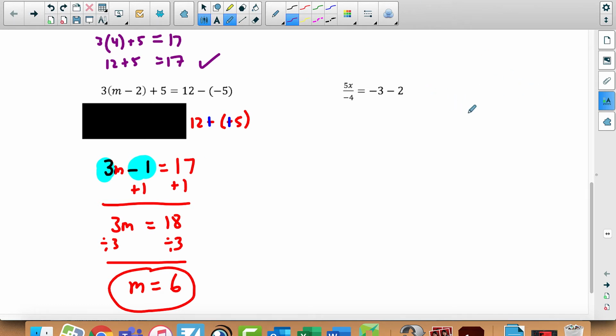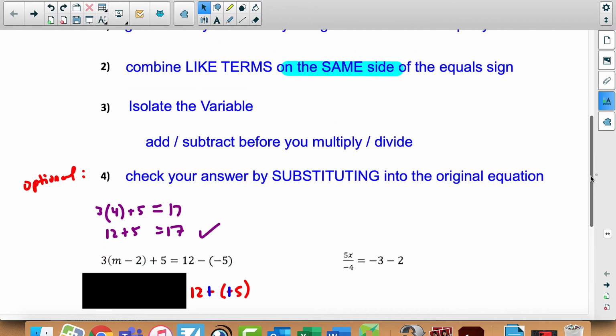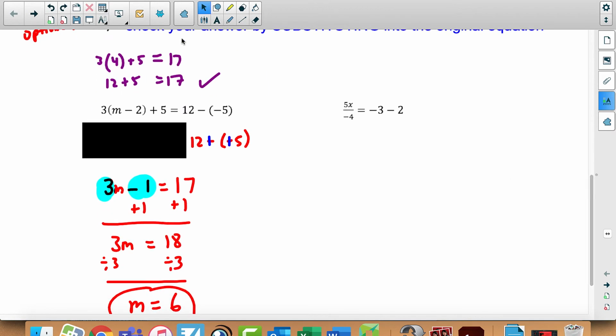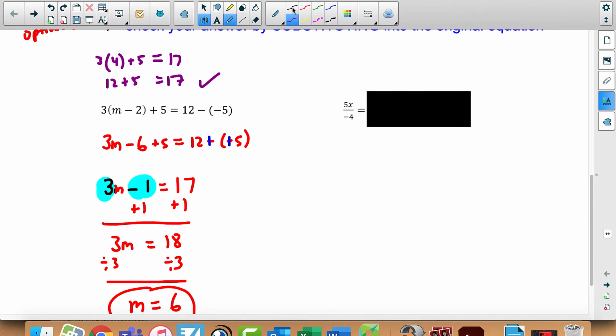All right, next question. We need to get rid of any brackets. We don't have any. Next thing we want to do, step number 2, is look for like terms on the same side of the equal sign. They must be on the same side. So let's just look on the left-hand side here. Is there anything we can combine here? No, absolutely not. So maybe I'll just rewrite that right now. 5x over, or divided by, negative 4.